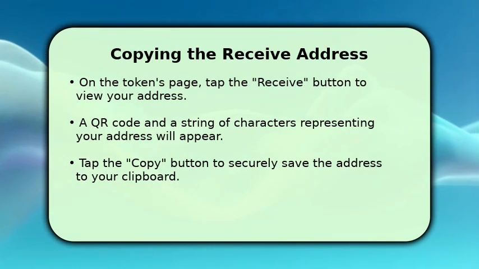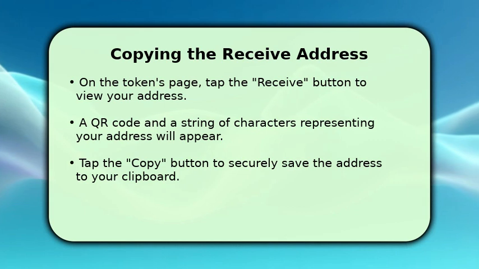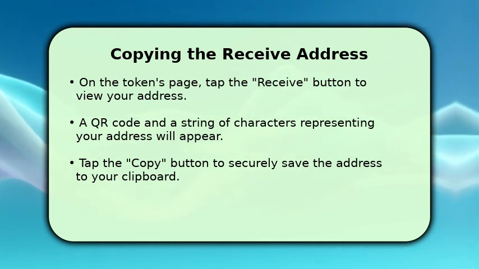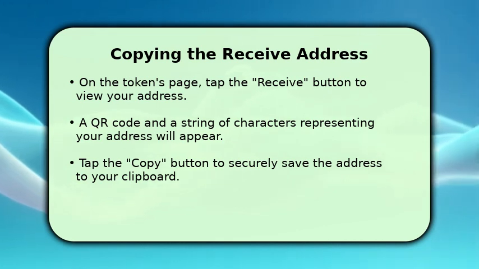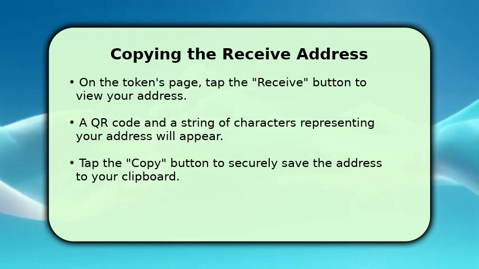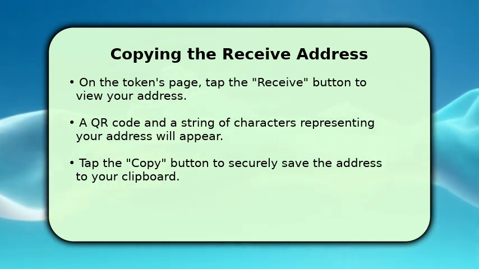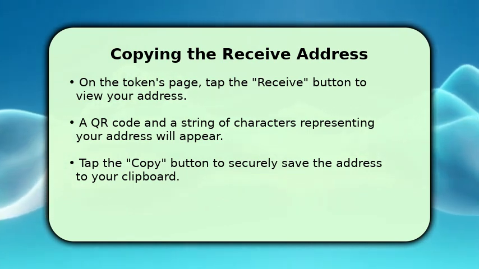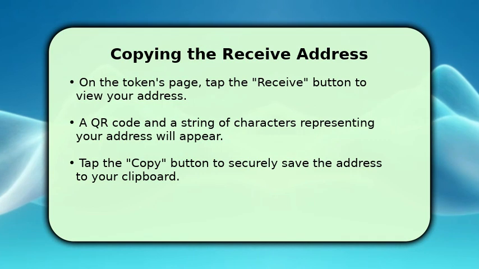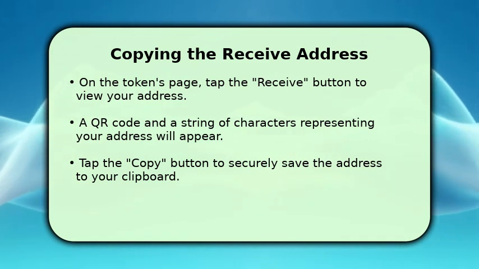Once you are on the token's page, you will see options like Send and Receive. Tap on the Receive button. This will display your unique receiving address, often accompanied by a QR code. This address is a long string of alphanumeric characters. To ensure accuracy, simply tap the Copy button. This action will place the entire address onto your device's clipboard, ready for you to paste it wherever needed.